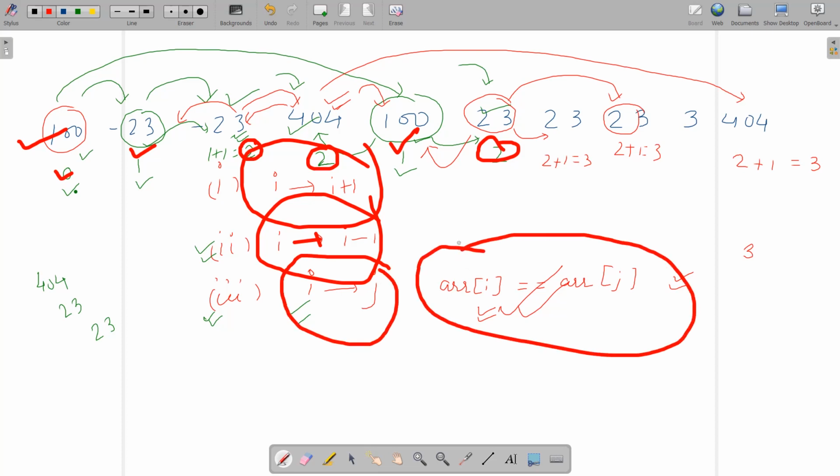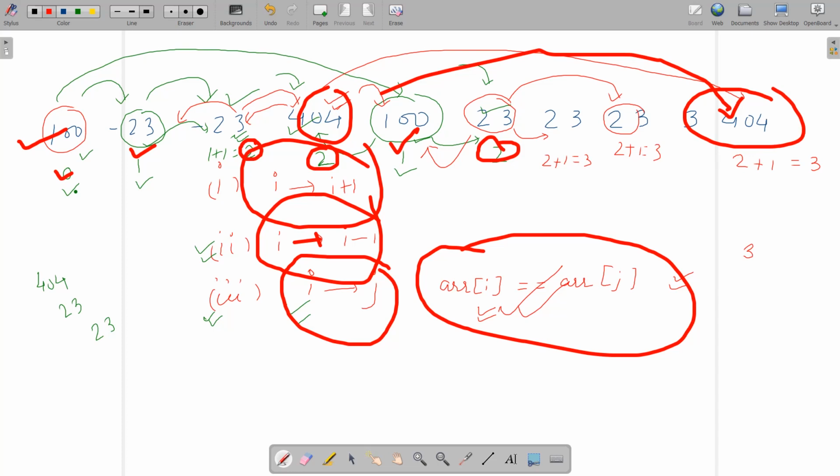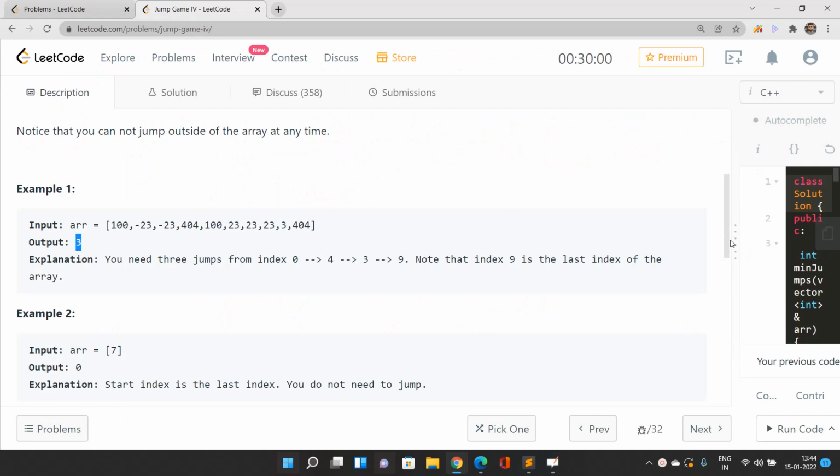You can also jump from this index i to this index j directly. Like, you can see if you are at this 404, you can jump to this 404 directly because the values are the same. So until you find the last index, you can do the same operations. So let's look over the code to see how we are going to implement that efficiently.